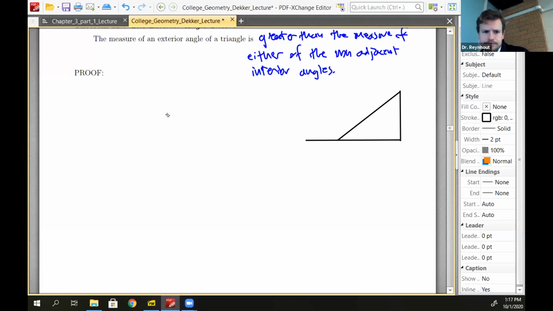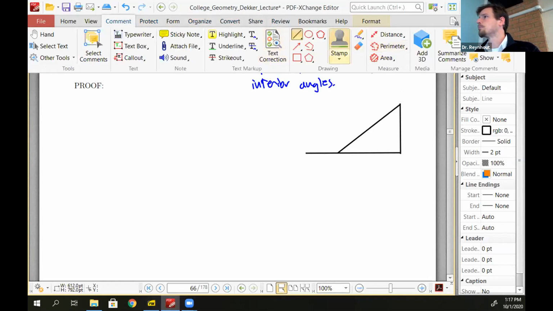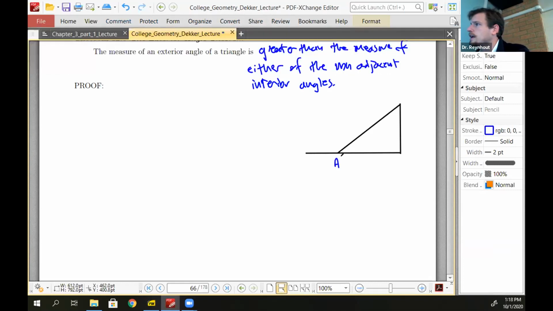Okay, so we can prove this, and this is a two-column proof for us. So I want to label our vertices here, our points. So we'll call this one A, this one B, and C. This point out here we'll call D. And we're going to end up picking up some other lines and points as we move along. Okay, so how do we handle this?